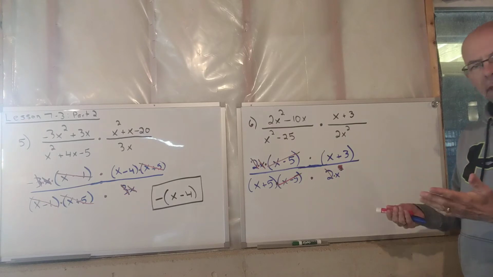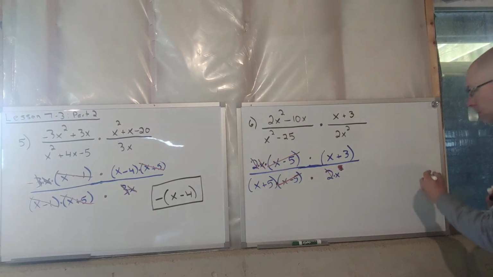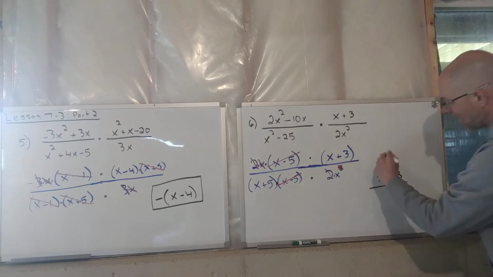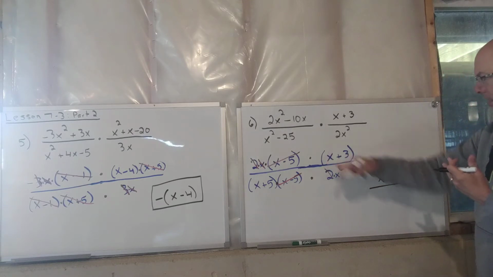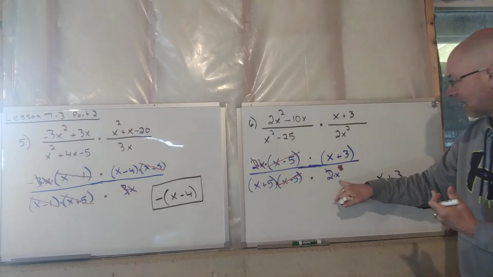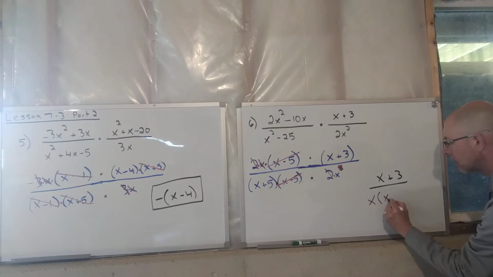And again, it doesn't look like I have anything else, so let me write the final answer here. The numerator has x plus 3 only. I can have parentheses around it or not. There's nothing in front of it. That's the only thing there. And the bottom has x plus 5 and an x. I would normally write that like that.